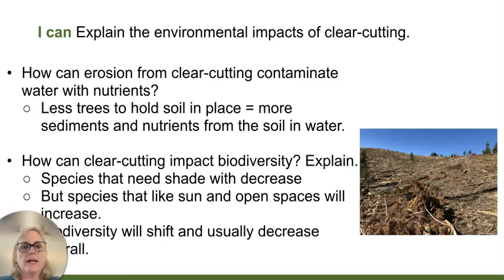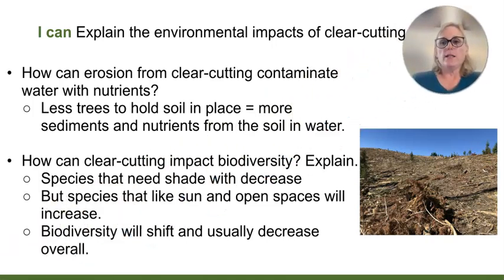All right, let's talk about clear cutting and contaminating water with nutrients. So if you are clear cutting, look at all this loose soil. The trees are not there to hold the soil in place. And so you end up with more soil and sediments in the water. And the soil and sediments contain nutrients like nitrogen, phosphorus, etc. And so those nutrients can end up in the water. Now, if there's a lot of those nutrients, you can end up with eutrophication, but mostly that's from fertilizer runoff.